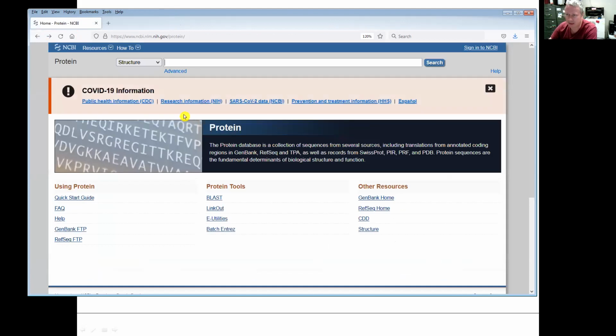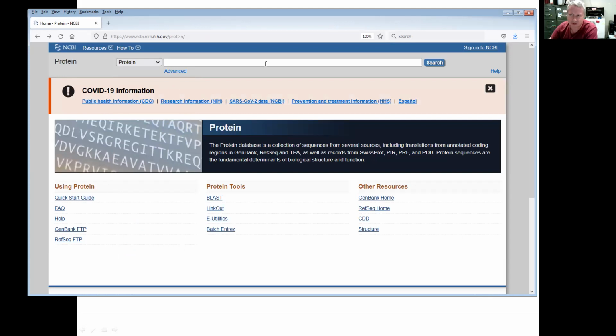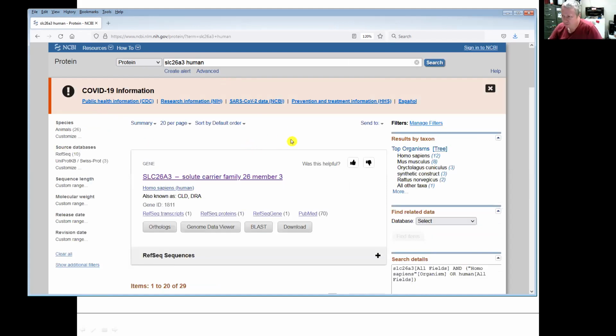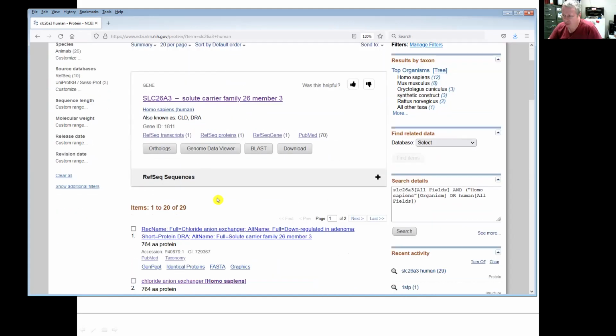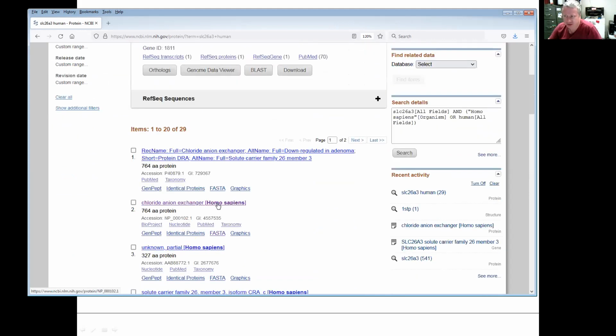Okay, so anyway, I'm going to go to PubMed Protein. What this does is lets me search for proteins. So I'm going to look for SLC26A3 human. So I've got the human isoform, as opposed to mouse or rat or something like that. Up top's the gene. I want the protein. I think the one I've been using is the second one, chloride anion exchanger, Homo sapiens. It tells you how many amino acids there are, 764. Okay.